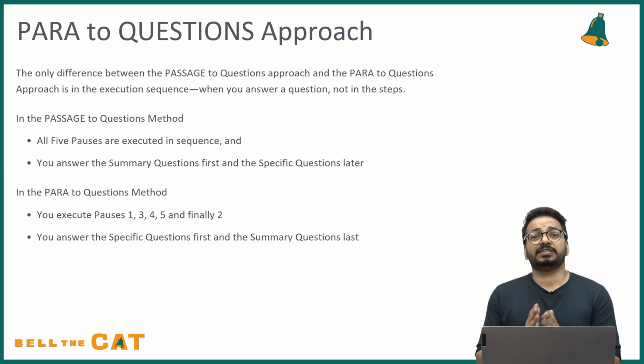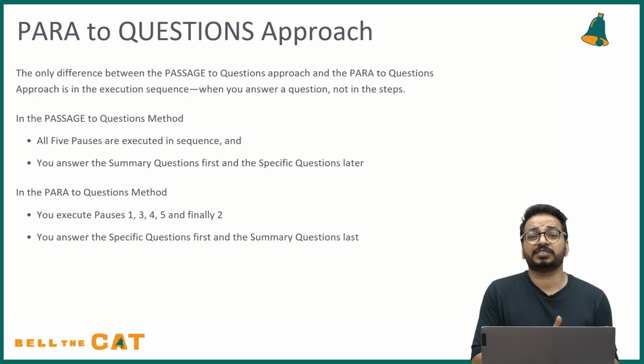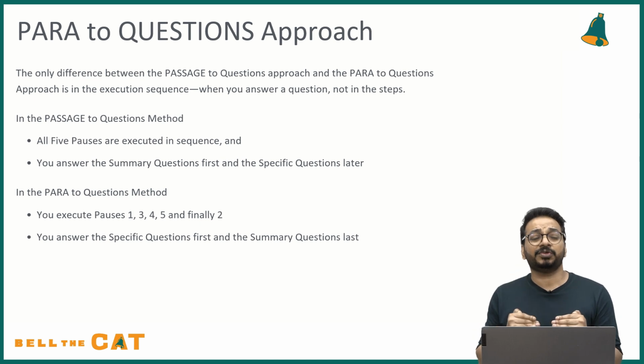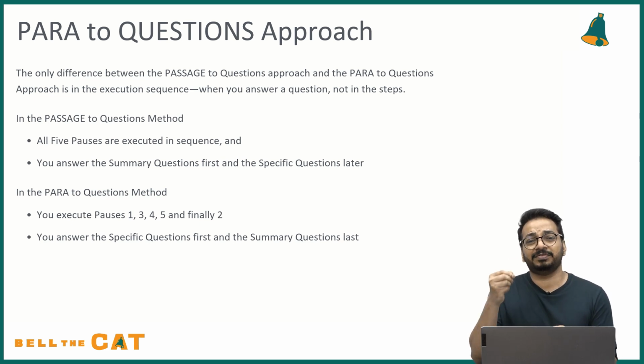Now, the main thing is that, sir, is this different from the first video that we did, the 5 pauses method? No, absolutely no difference, right? Because you're still executing everything. All the 5 pauses are executed in sequence in the passage to questions method, because you first pause out of the paragraph, then you pause after the passage, and then you solve all the questions, where stem, option, and write at the end before marking the answer.